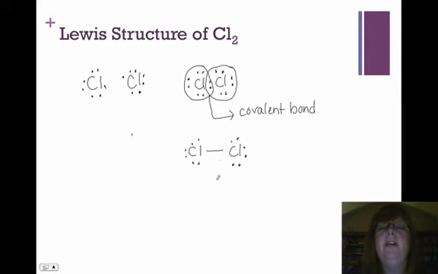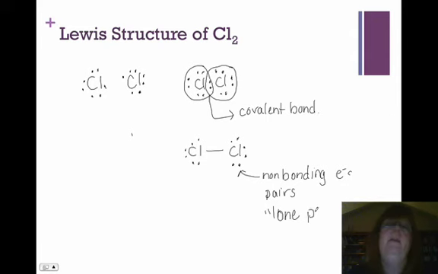Now these electron dots out here, these valence electrons that aren't involved in the bond, these are called non-bonding electron pairs. Some people call them lone pairs because they're not shared. But they're not involved at all in our covalent bond.